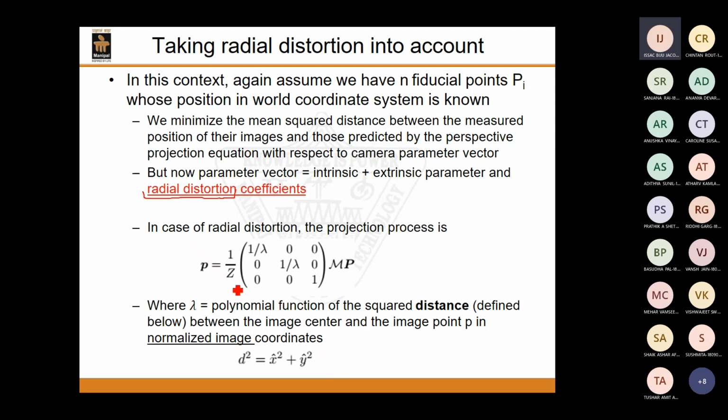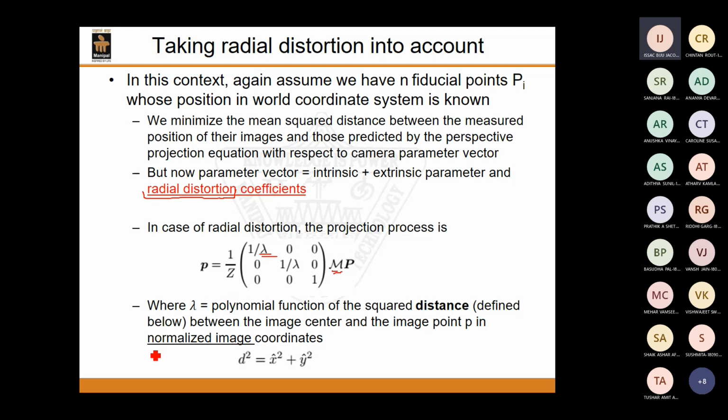So for that, instead of just using the camera calibration parameter, let's say M, according to this formula, the small p stands for the image point, capital P stands for the actual 3D point, and this capital M is basically the camera calibration parameter. Along with that, you also have other terms here. Basically, it's the lambda that controls. Lambda is actually a polynomial function which is determined from the normalized image coordinates.